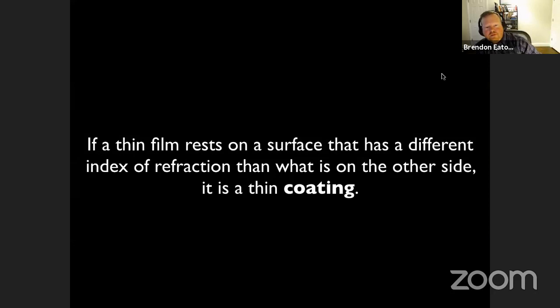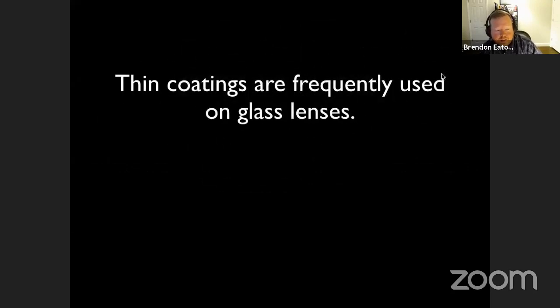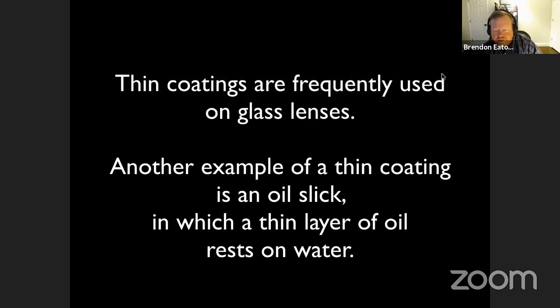Okay, so if you have a thin film that is just on a surface that has a different index of refraction from what's on the other side, we call that thing a thin coating. And coatings are frequently used on glass lenses, kind of like sunglasses. You see people walking around with sunglasses with colored lenses from the outside, and you don't necessarily see that color when you're looking through them from the other side.